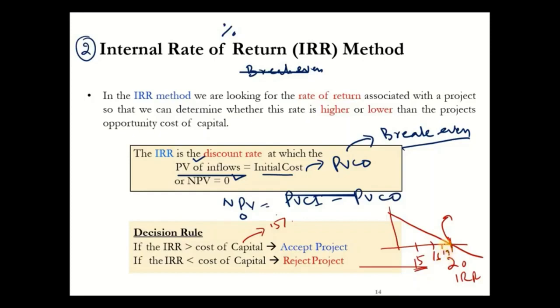If it is 19%, still you have a positive NPV, right? So if the IRR is less than the cost of capital, you have to reject the project. I hope you got it.